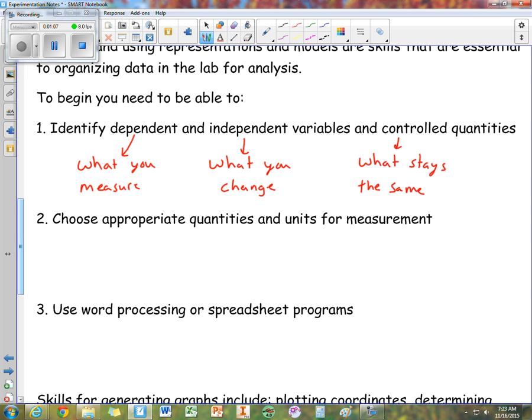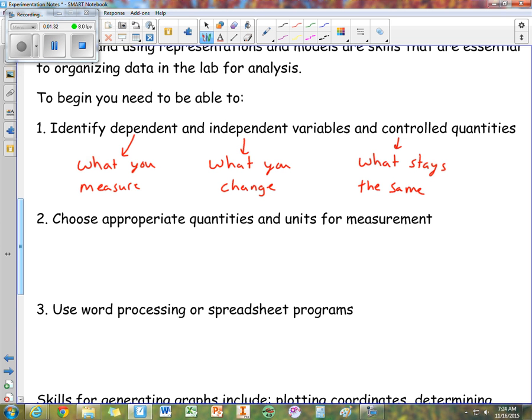So an example might be maybe I want to figure out if sugar makes children hyper. So in that experiment, my dependent variable would be hyperactivity. Maybe I want to measure how active the children are. The independent variable would be the amount of sugar I give them.